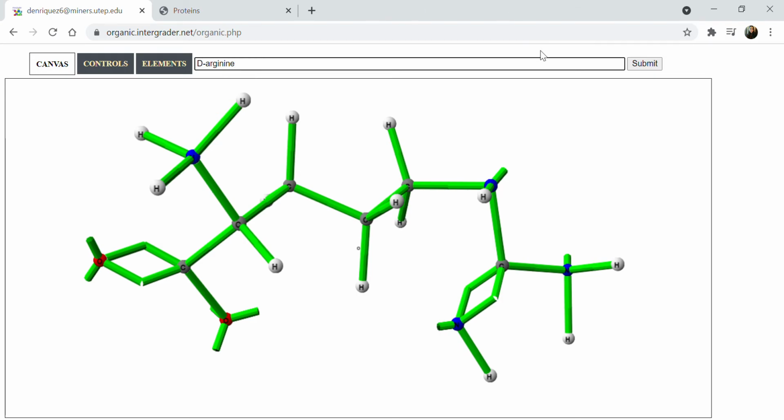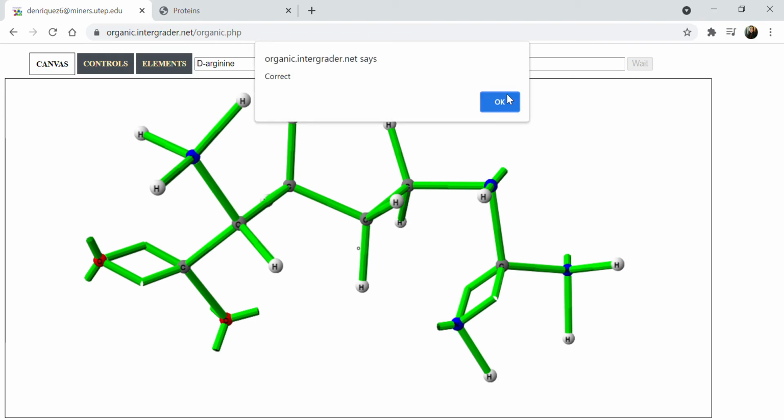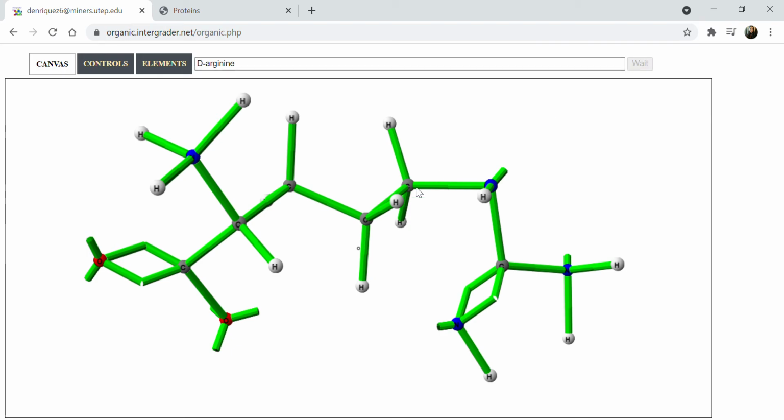Looks good. I don't know what happens if you put like D-arg, you know, like the abbreviation, but feel free to try it. I am not going to, but yeah, it might work.